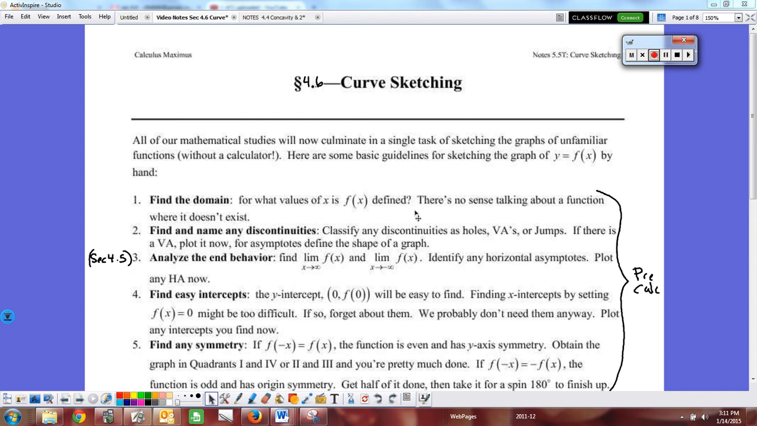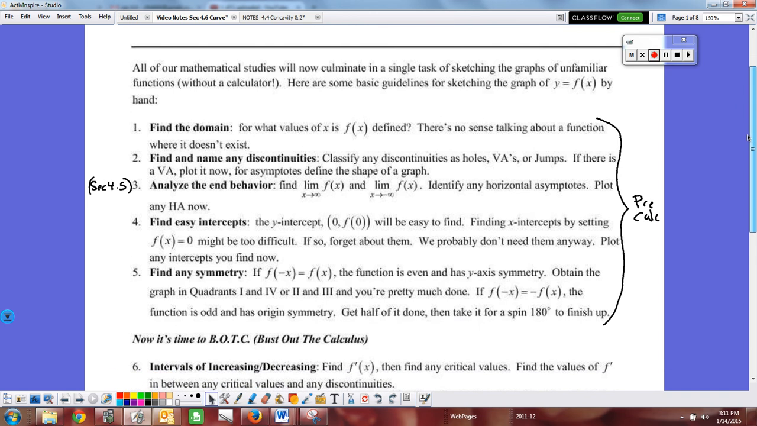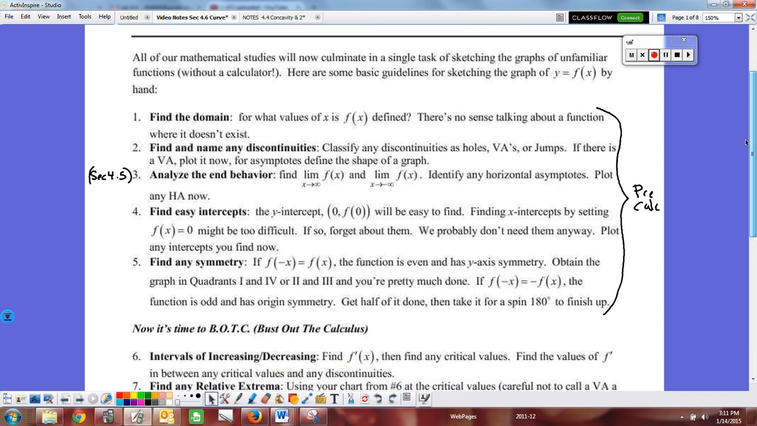graphs of these functions. Now, just as a reminder, and this is in your note packet for section 4.6, we pretty much have had this idea that everything that we're doing is in order to come up with an accurate graph of a function without a calculator. And there are some guidelines that we've been following.